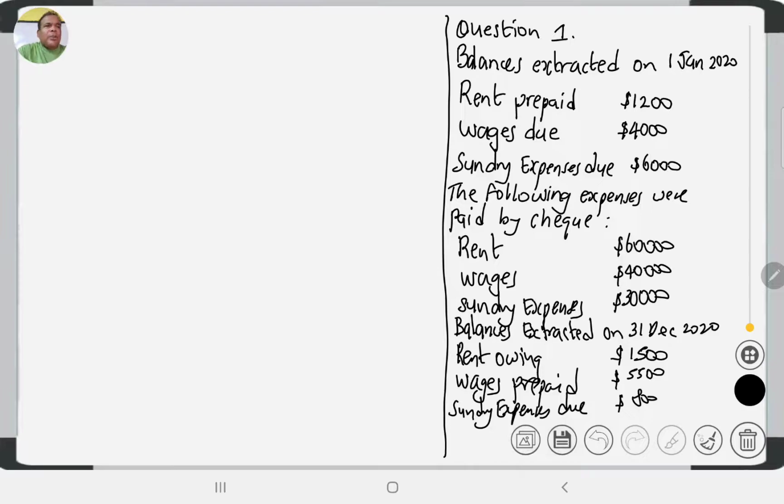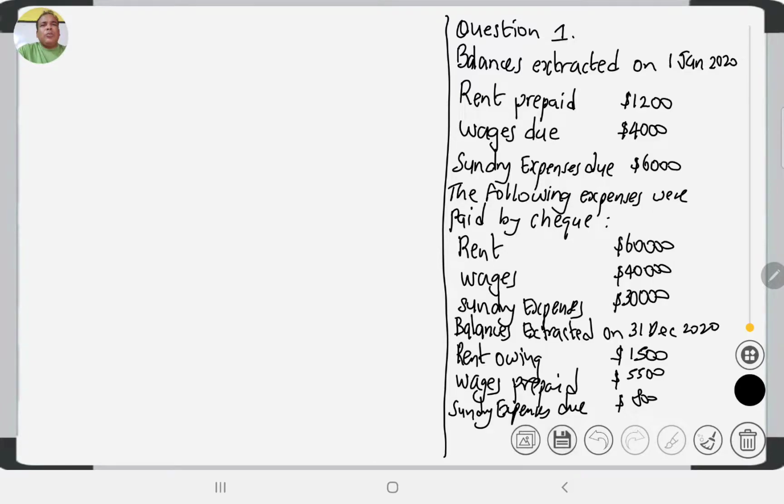Yes, today we are going to see ledger accounting: how to open expenses account, expenses prepaid accounts, and expenses due, and so on. Now, expenses prepaid is an asset. It will have a debit balance. Expenses due is a liability. It will have a credit balance.